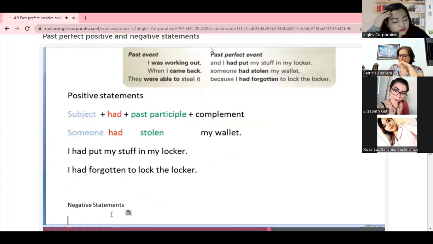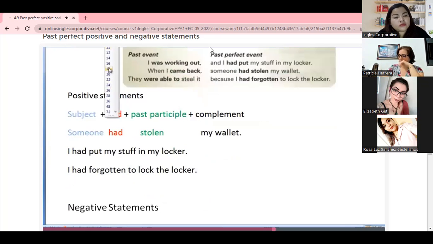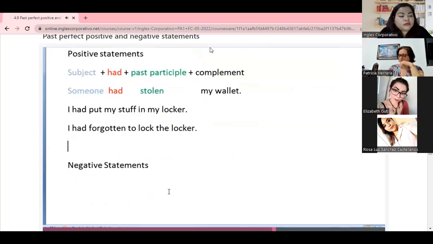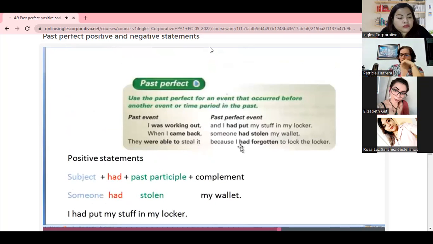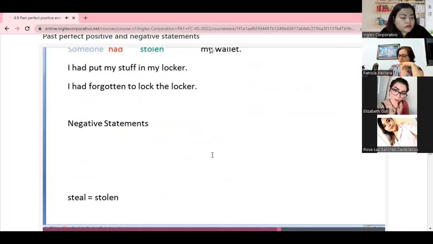Now quickly, what I want to explain is how to make negative statements in the past perfect. Let me go ahead and give a couple of examples here. There are no negative sentences in this little chart, so I'm going to make those and try to make sense of them. Let me first explain the structure. The structure to make negative statements is pretty much the same thing.